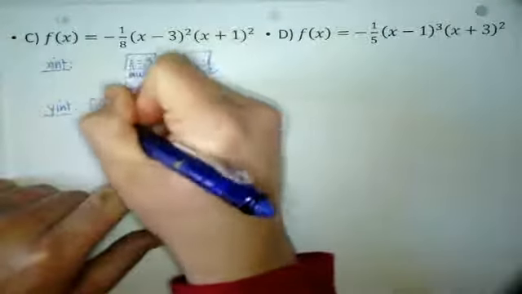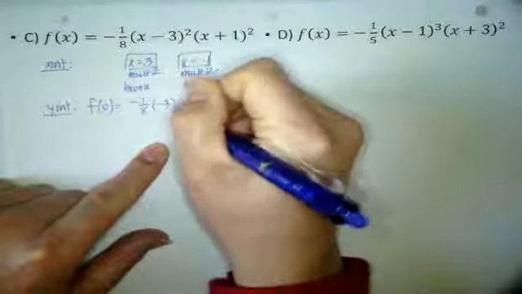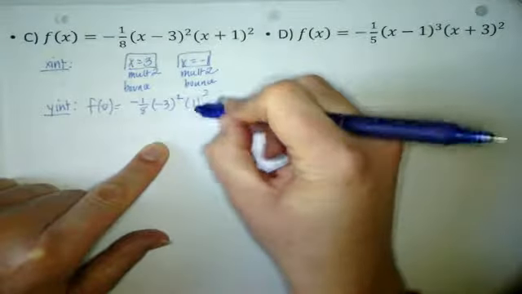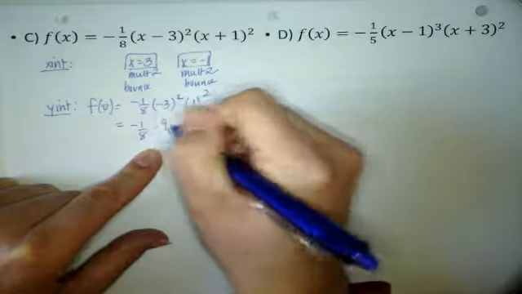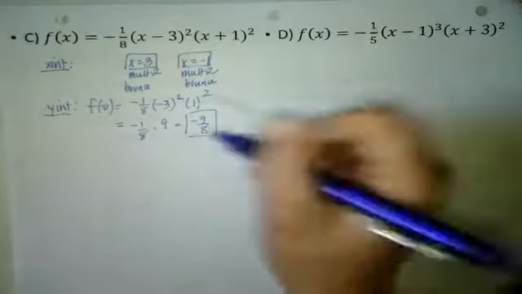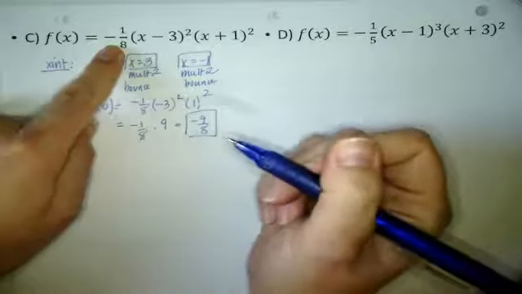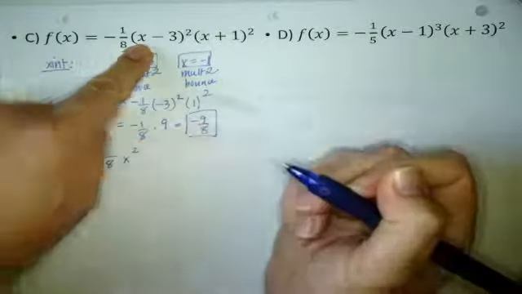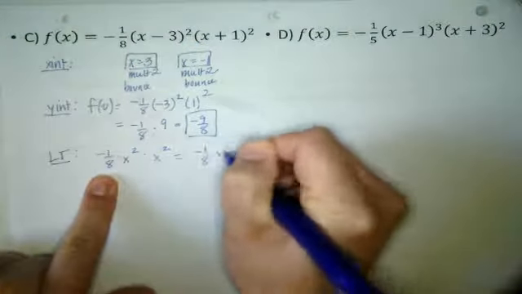Y-intercept, plug in zeros for x. We have -1/8, 0 minus 3 squared, 0 plus 1 squared. And let's see, so -1/8 times 9. So -9/8 for my y-intercept. So that's a little lower than -1. And then my leading term, again, don't leave off that negative. It is so important. -1/8 times, we have x being squared times another x being squared. So that's -1/8 x to the 4th power.